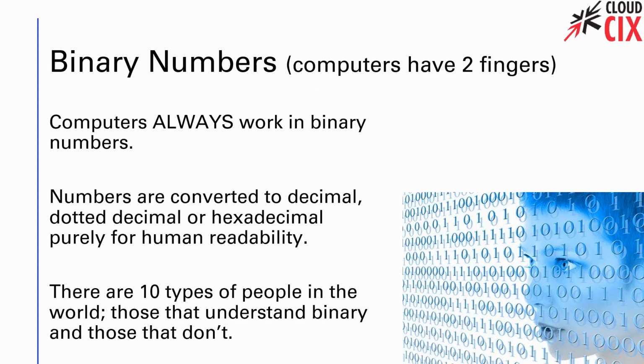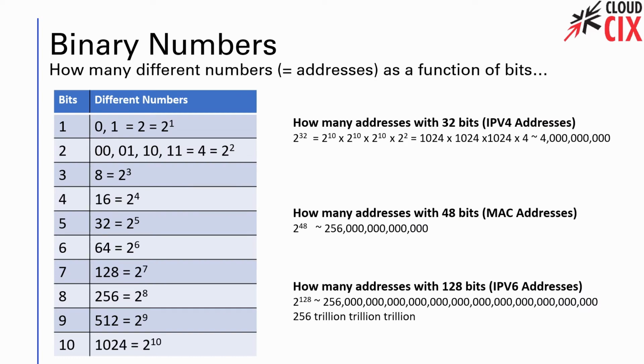When computers display numbers, they are converted to other bases for the benefits of humans. Internally, all numbers are binary. We call the characters of a binary number bits. The word bit comes from shortening the phrase binary digit. Just as a decimal number of n digits can represent 10 to the power of n possible numbers starting at 0, a binary number of n bits can represent 2 to the power of n possible numbers starting at 0.